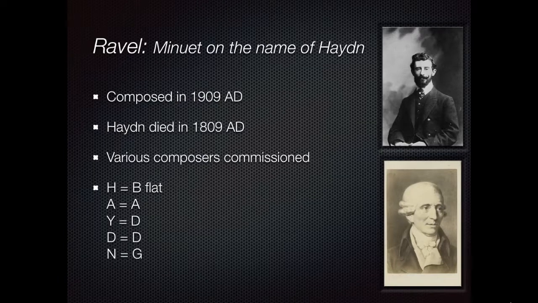So the way Ravel wrote this, obviously the name of Haydn has a Y and an N, which is not great from the point of view of music because we only go up to G.